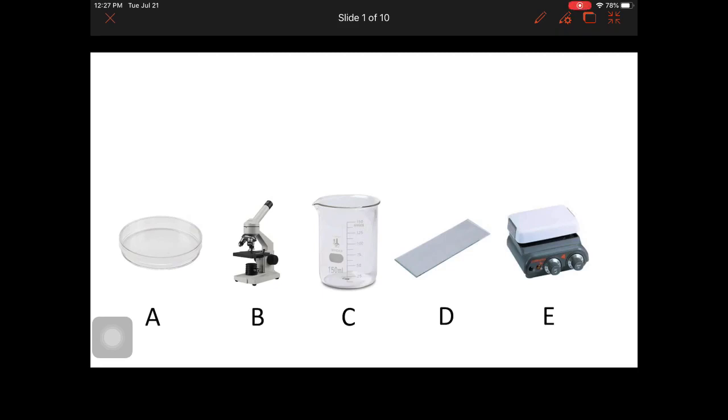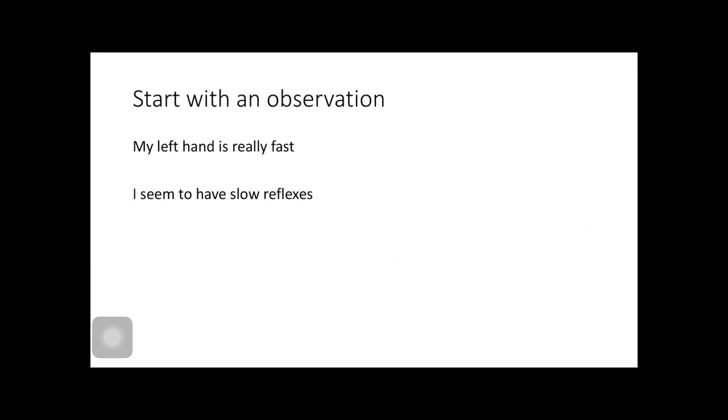Do you remember some of this lab equipment? I'll look through it really quick and see if there's anything you can or can't identify. But A is a petri dish, B is a microscope, C is a beaker, D is a microscope slide, and E is a hot plate. These are all common things that we would use in a biology lab.